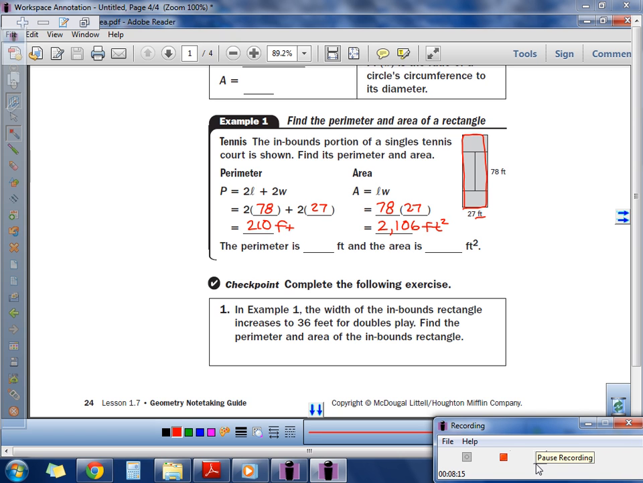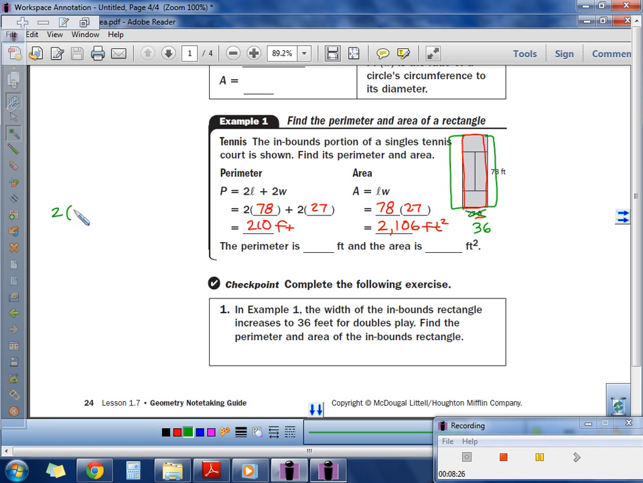In the checkpoint, it says the width of the inbounds rectangle increases to 36 feet for doubles play. That means you're actually adding on little pieces to the right and little pieces to the left. We actually call these alleys in tennis. So a little alley to the left and a little alley to the right on that shape. And now it's gone from 27 to 36. Now we got to plug in those same formulas. And you can use those same exact blanks if you want. You can erase or just write it out to the side.